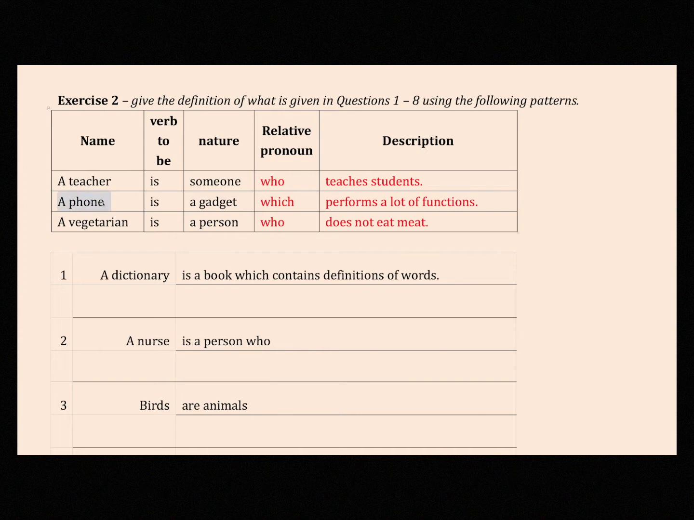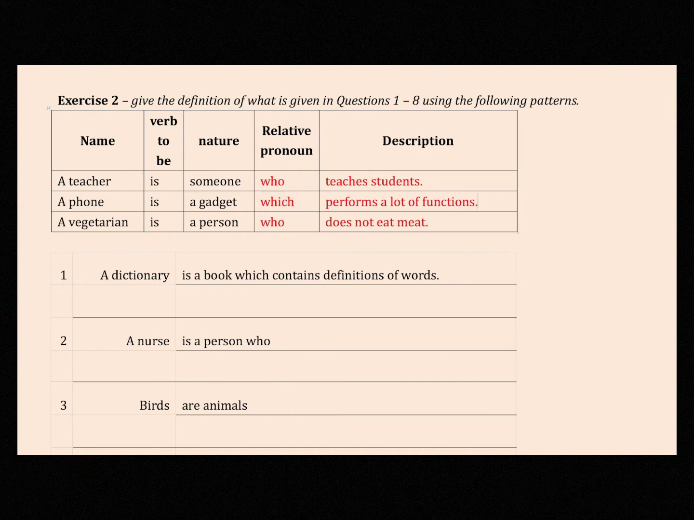A phone. A phone is a gadget. And then what is so special about the gadget here? What is special about the phone? A phone is a gadget which performs a lot of functions. And we use which here because a gadget is a thing. And when we refer to a thing, we use which. So a phone is a gadget which performs a lot of functions.